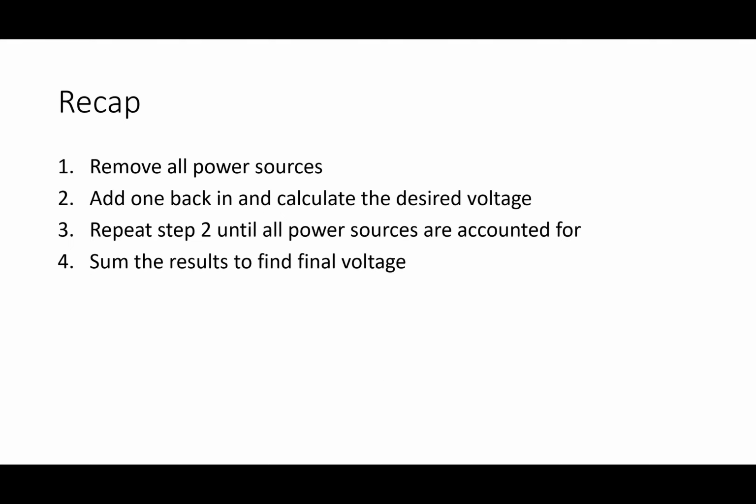So a quick recap. Step 1, remove all of your power sources. Step 2, add back in and calculate the desired voltage. Step 3 is to repeat step 2 until all power sources are accounted for. And then step 4 is simply to sum the results to find your final voltage, making sure that the current flows are not opposing.